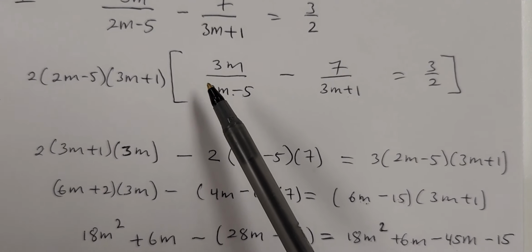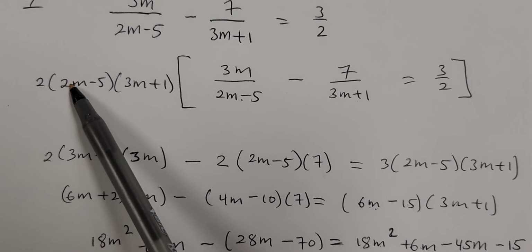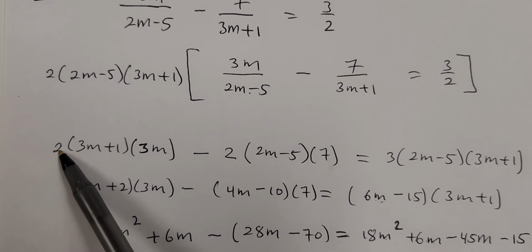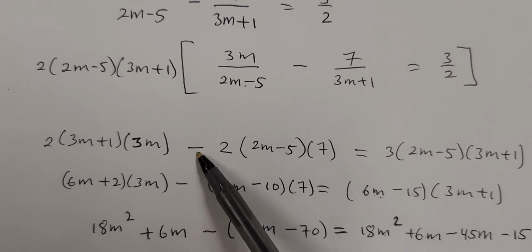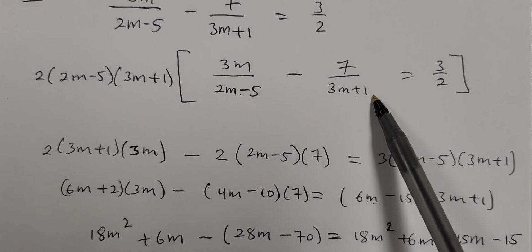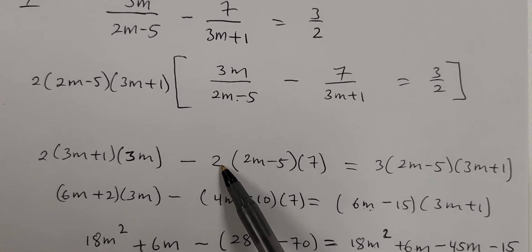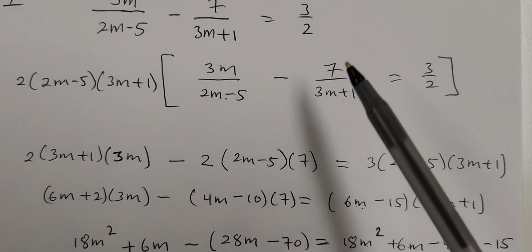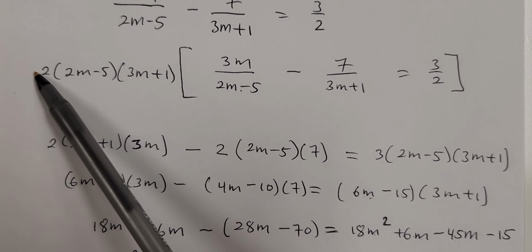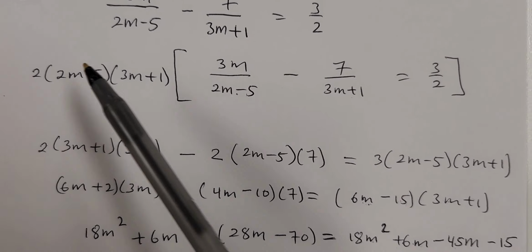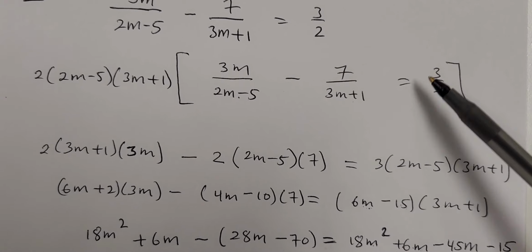One more time. 2m minus 5 and 2m minus 5 are the same, so they are canceled. I just have a 2, 3m plus 1, 3m. Bring down the minus. The 3m plus 1 and 3m plus 1 cancel out, so I just have a 2, 2m minus 5, and bring down the 7. This 2 and this 2 are canceled, so I have 2m minus 5, 3m plus 1, and don't forget this 3.